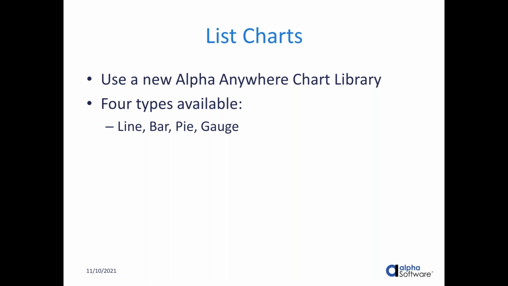It's not a display type for your data. It's a separate field that you add, like you add a button or a static image. Chart is also one that you can add now. And there are 4 types of charts currently available in that list chart. We have line, bar, pie, and gauge.